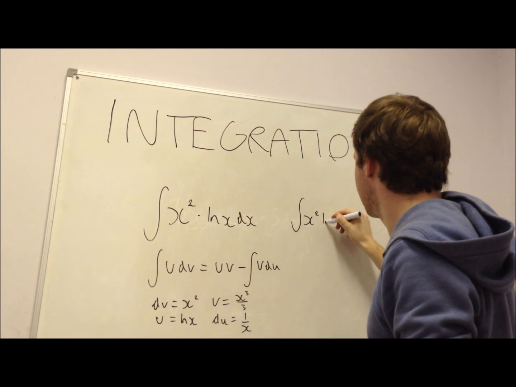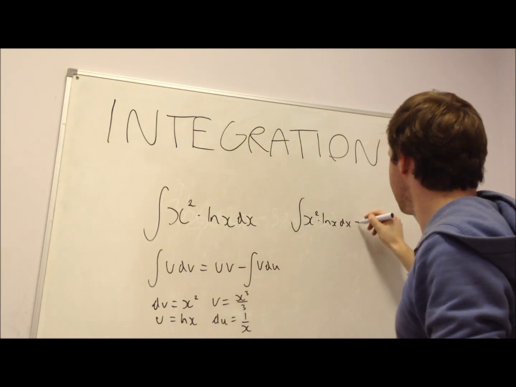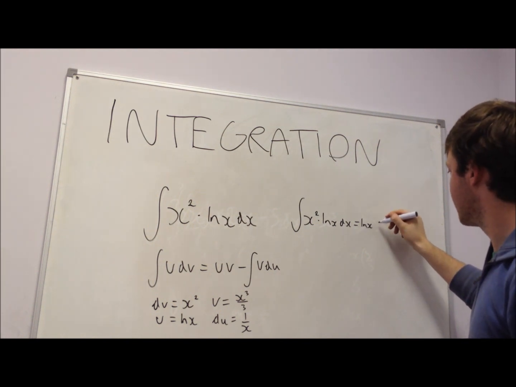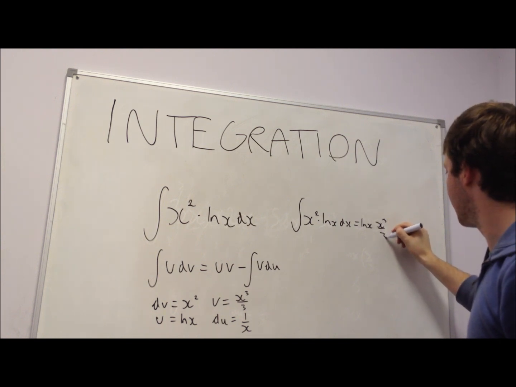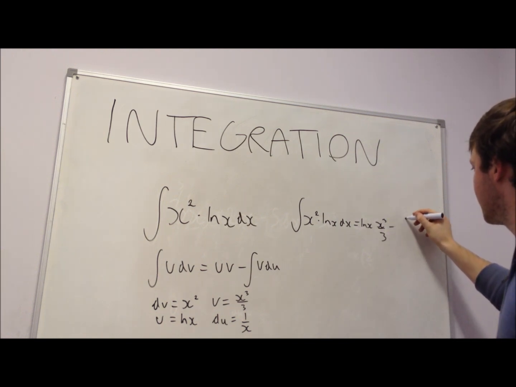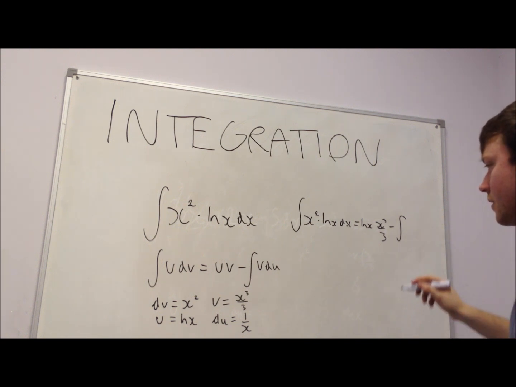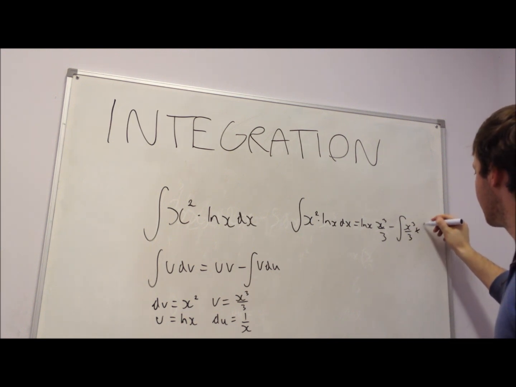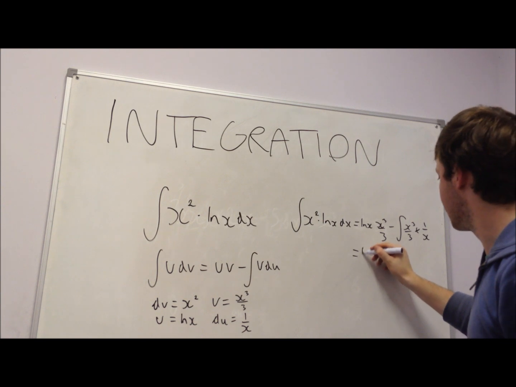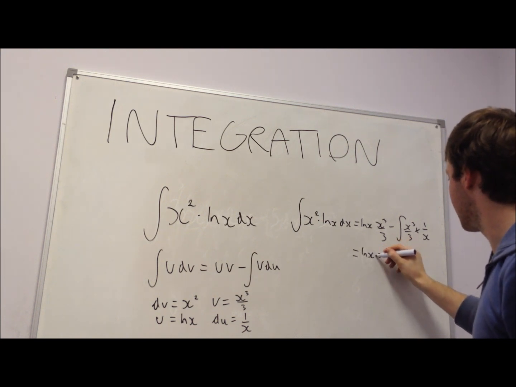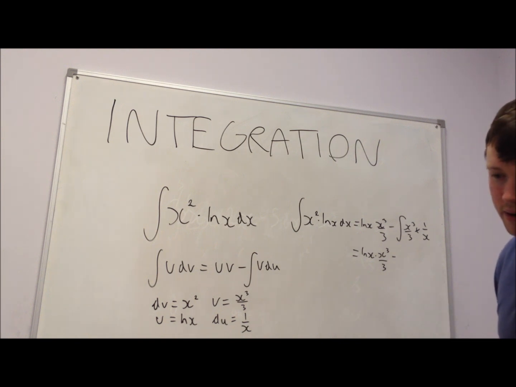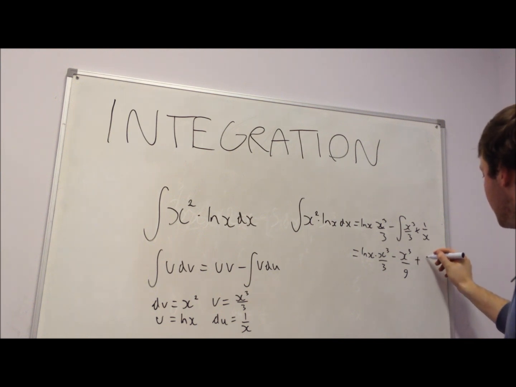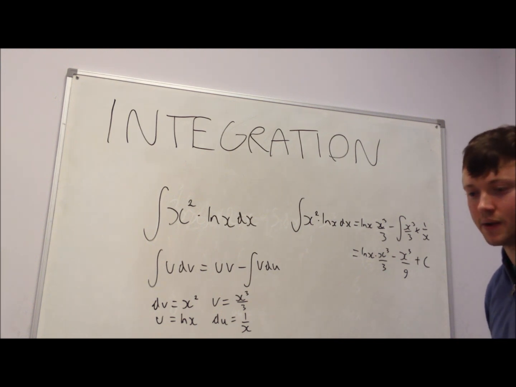So the integral of x squared ln x is equal to ln x times x cubed over 3 minus integral of x cubed over 3 times 1 over x. And that can be simplified to ln x times x cubed over 3 minus x cubed over 9. We need to insert the plus c as well.